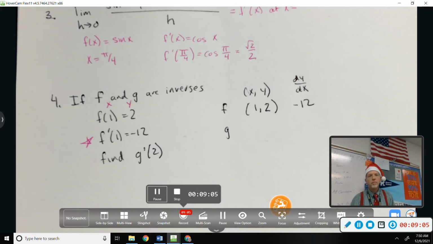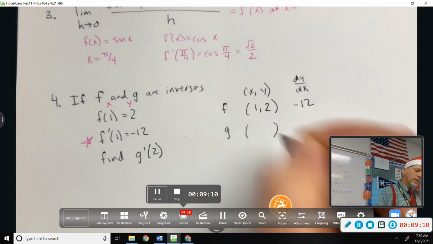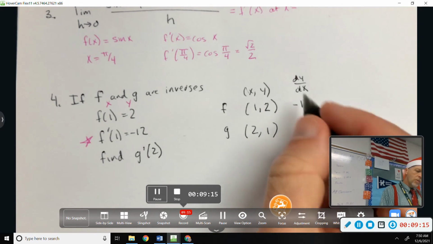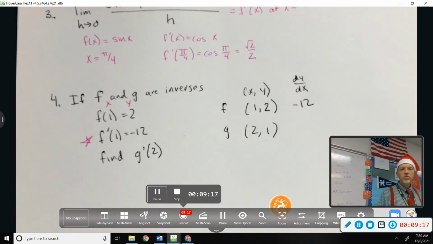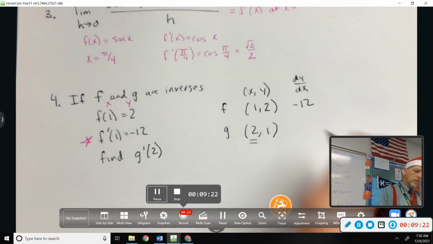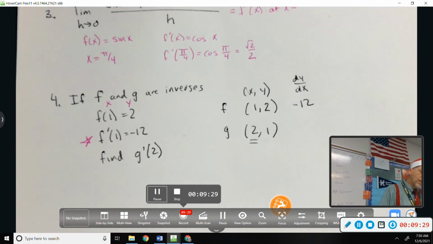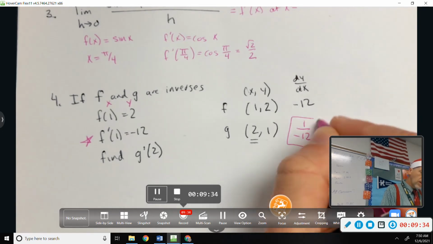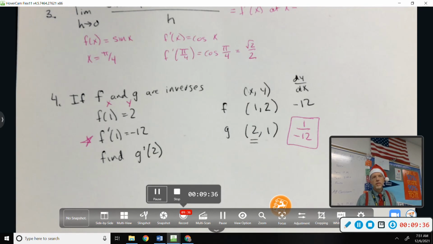So is the derivative of g like 1 over 12? So what's the point that would be on g? 2, 1. Trade places. And what's dy dx of g? What's the derivative of g at 2? This is what we're trying to find, right? And then you just flip it. That's easy. The math part's easy if you remember how to fill out the table. The answer is flip it, -1/12. Yay, we did it. Now that you talked about it, I remember that now.